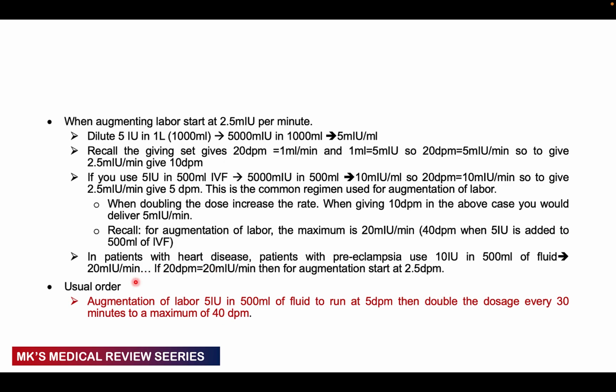So remember, the order that we're going to give is, when we're augmenting the labor, 5 international units in 500 mils of fluid to run at 5 drops per minute. Then we double the dose every 30 minutes to a maximum of 40 drops per minute. I hope that makes sense.